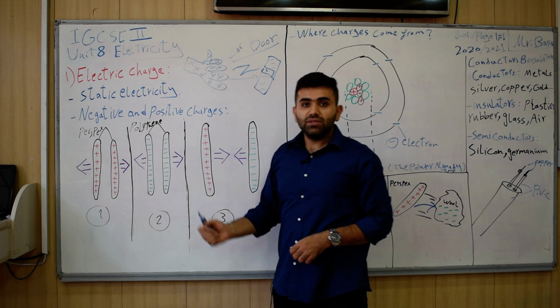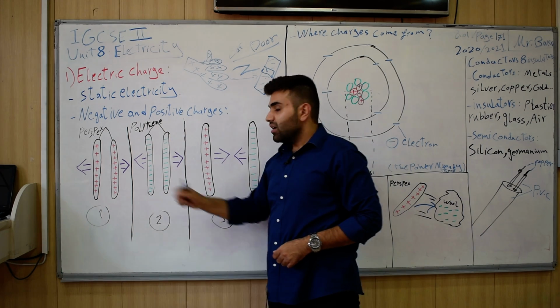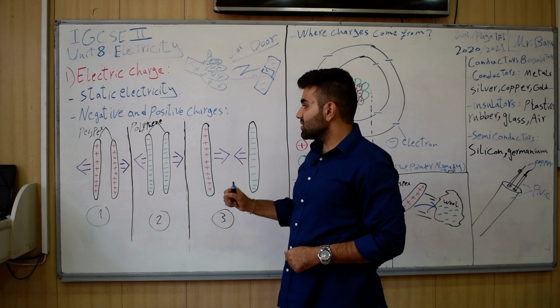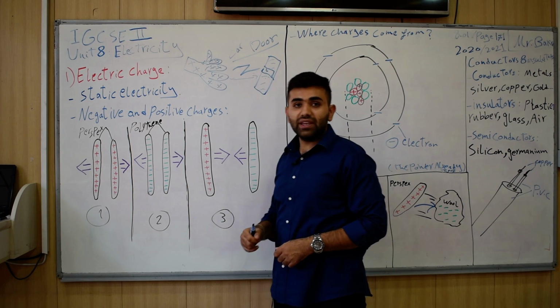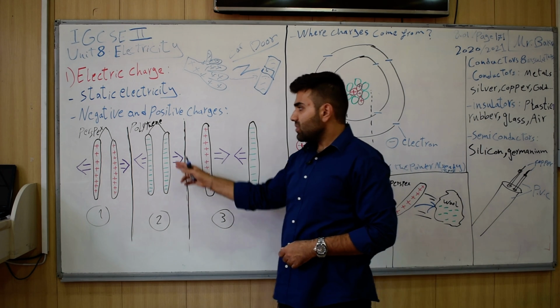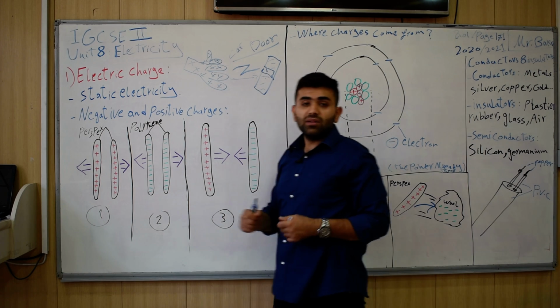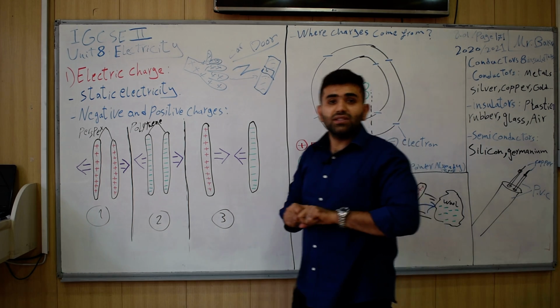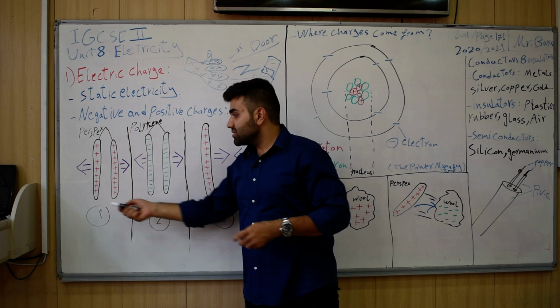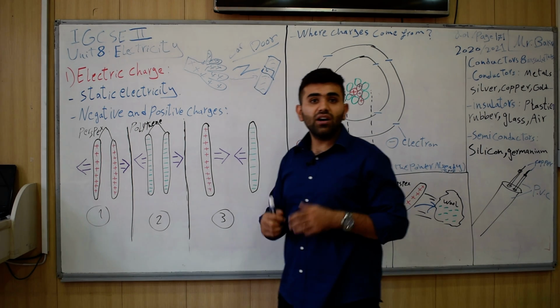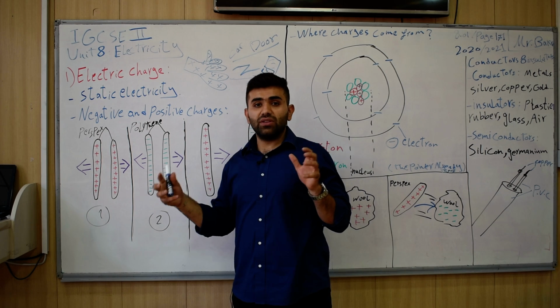Go to polythene. We also bring two bars rubbed with wool or something, and they are full of negative charges. What happens is that they also move away from each other. What is the reason? Because any two similar charges go away from each other.